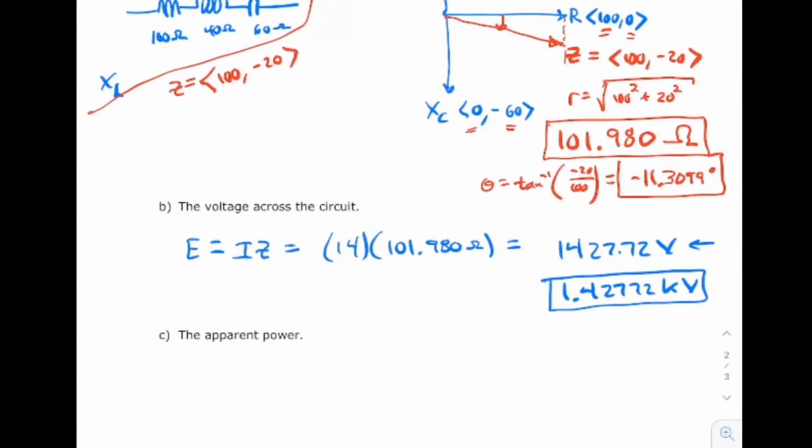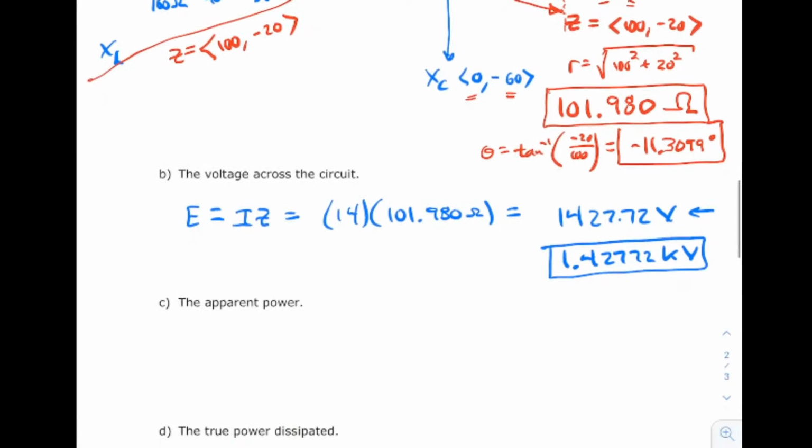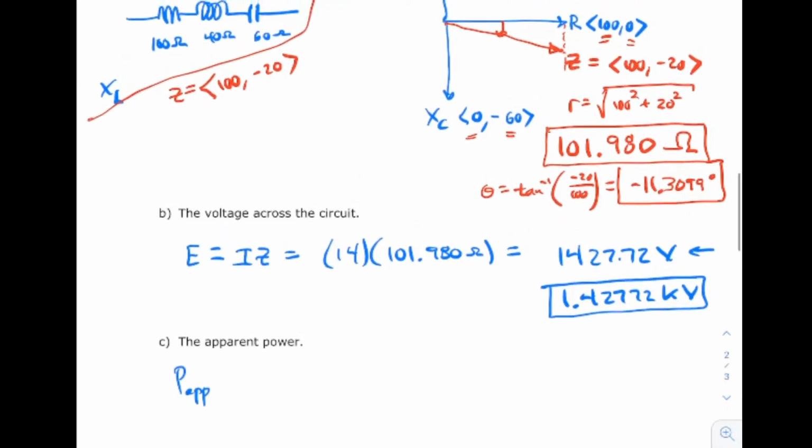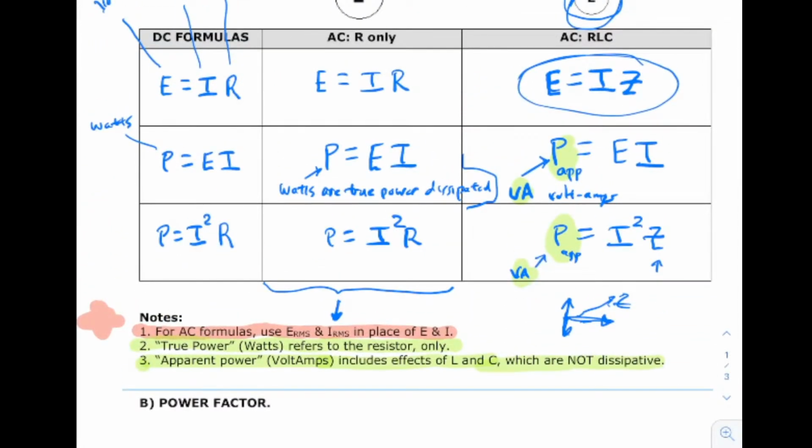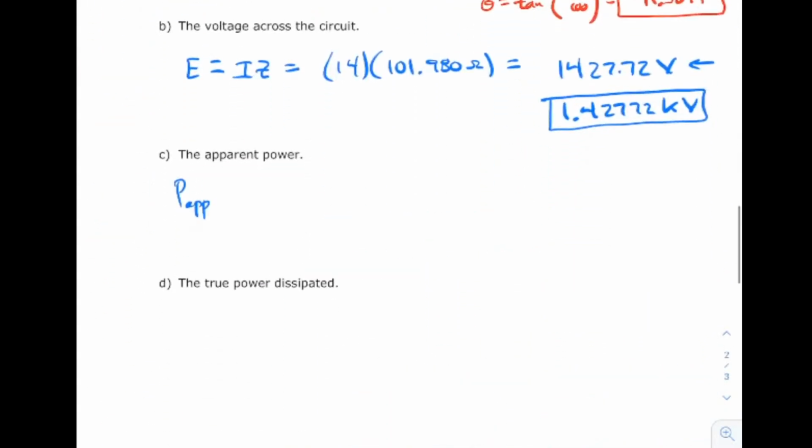Okay, the apparent power. I'm going to put the APP on there to emphasize we're talking about the apparent power here. So if you want the apparent power, coming back up to this table to look for a formula, looks like we've got two choices. You could use I squared Z, or you could use E times I. Doesn't matter. I suppose you can do both, but well, why not? So I could take the E times the I, or I could take the I squared times the Z.